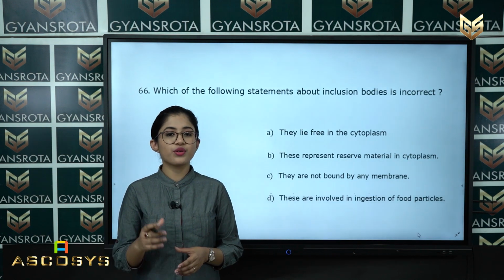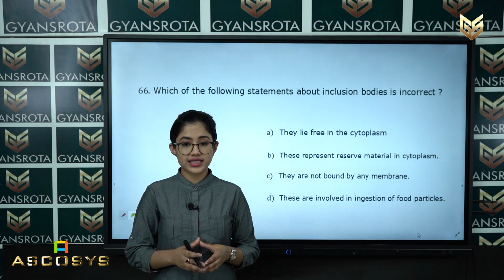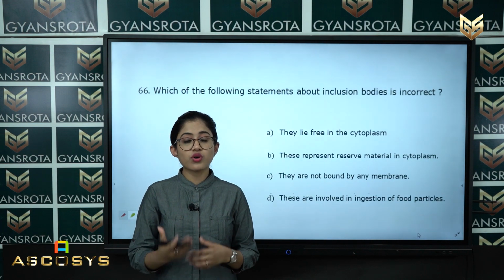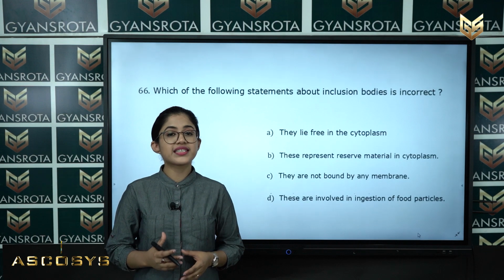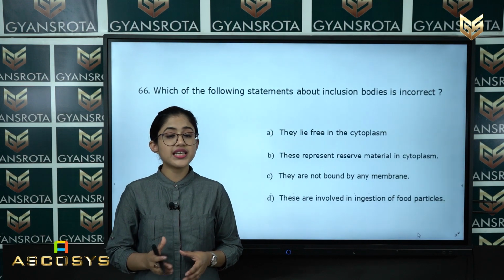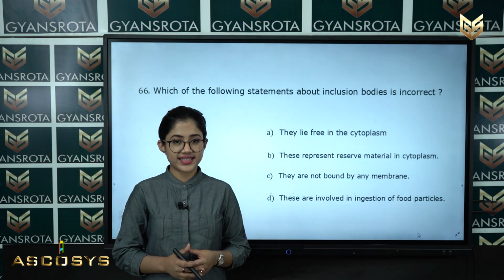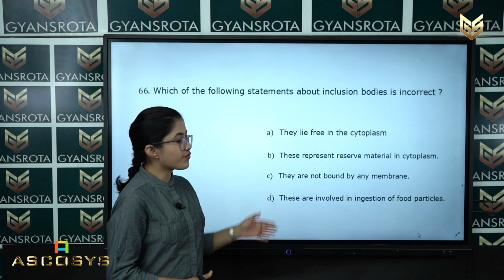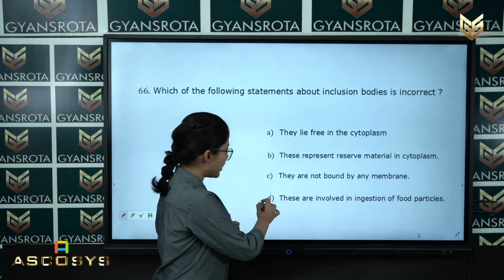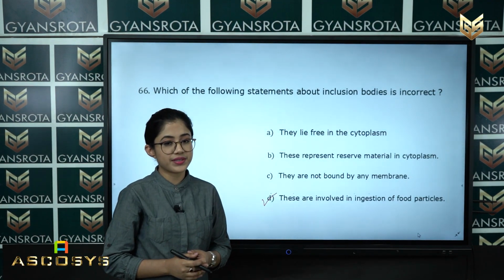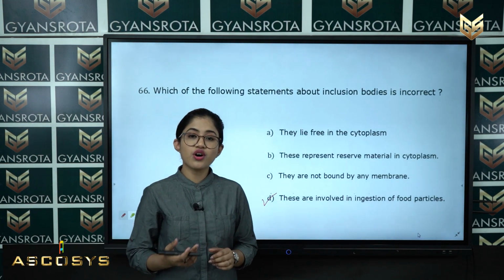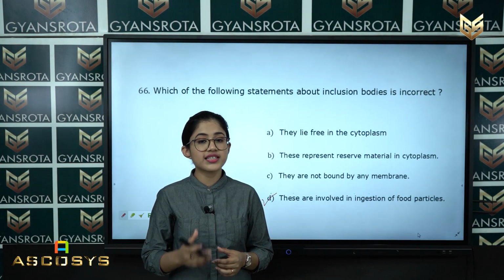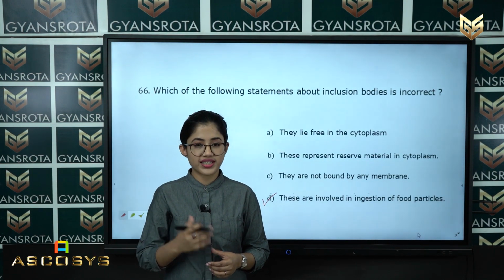So, student, we know that inclusion bodies do not help and are not involved in ingestion of food particles, because the cell membranes are involved in ingestion of food particles. Which means from these four options, option number D is the incorrect statement. It is written here that these are involved in ingestion of food particles. This is the wrong statement about inclusion bodies.